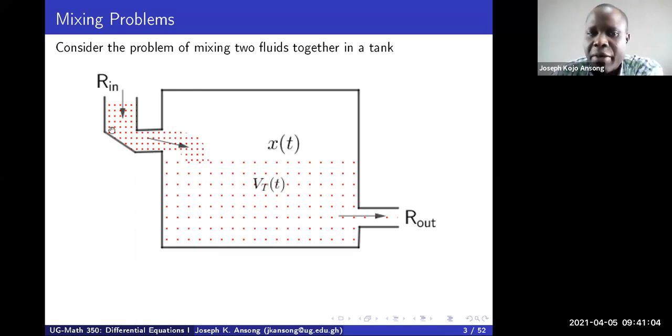So you can imagine that if the volume flow rate flowing in is the same as the amount that is flowing out, then the volume here will be constant with time. But if what is coming in and what is going out are different in terms of the volumes, of course, then the volume will also change with time. So that is, if you like, a rough setup of the problem we are looking at.